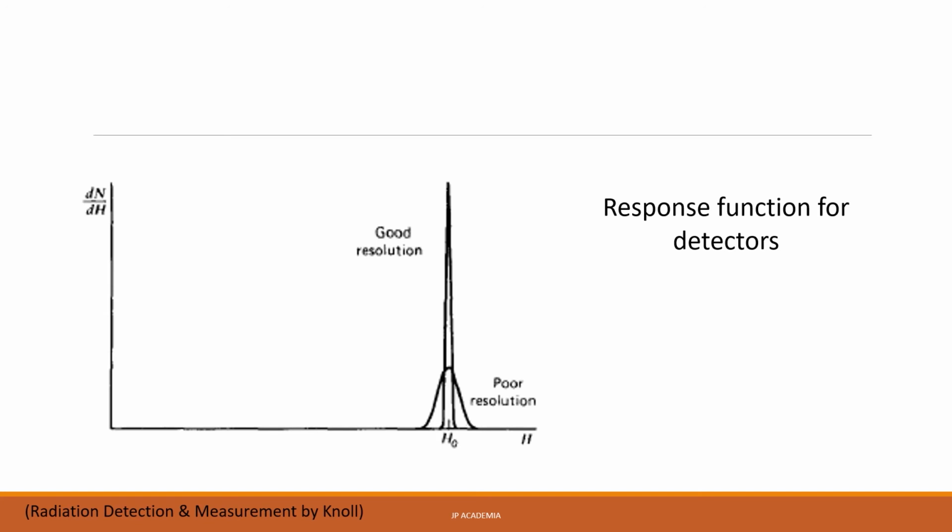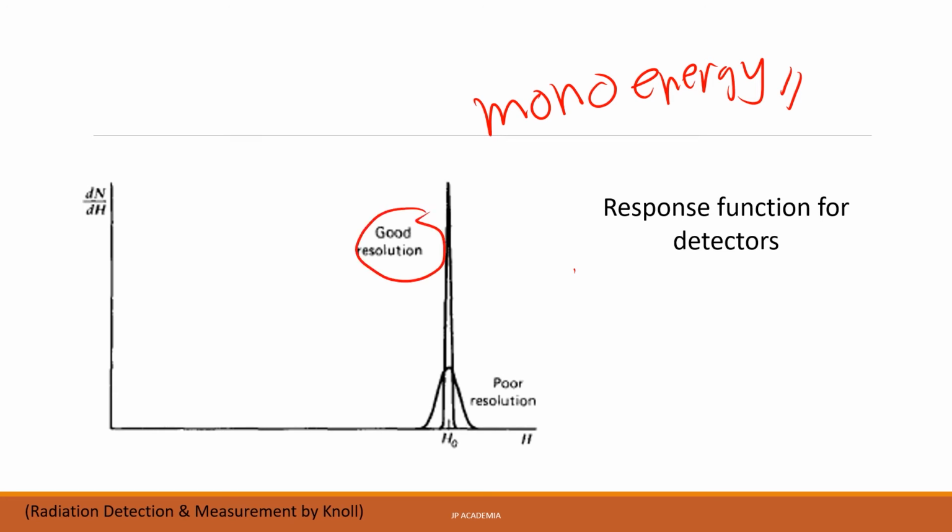This figure shows the response of a detector to a monoenergetic source of radiation. So we have a monoenergetic source, which means that it only releases a single energy. This is the differential pulse height distribution that might be produced for a good resolution detector and for a bad resolution detector. For your good, this is this spike, and for the poor resolution, we have this one, the broad distribution or the broad pulse.